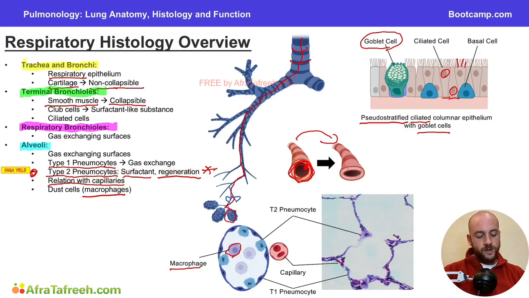And so really the only thing that's going to make it down there are going to be very fine particles like dust, hence the name dust cells. So a macrophage in the lungs is called a dust cell.